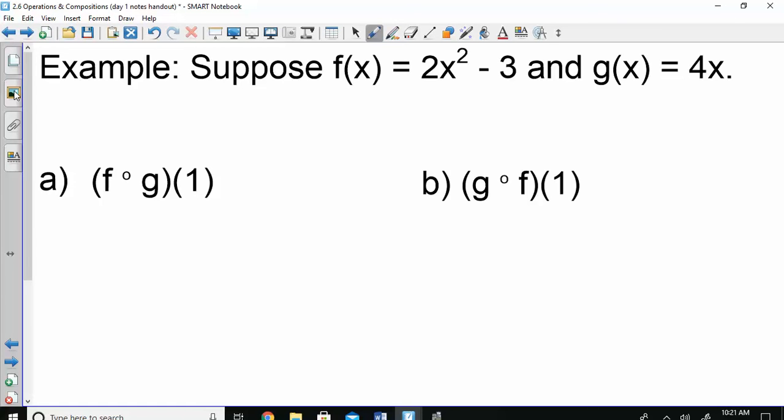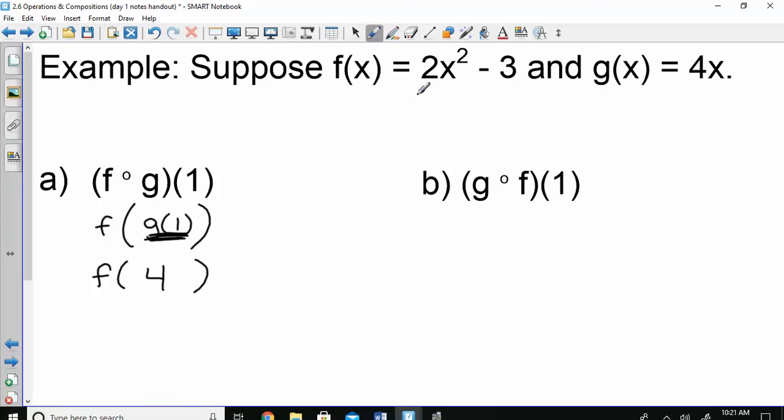So this first one, when I say F composed with G of 1, I'm asking you for F of G of 1. You start on the inside. So G of 1, you guys know how to do that. What does that tell me to do? 4 times 1. Yep, plug a 1 into G. So 4 times 1, and we get out 4. So I replaced that whole G of 1, it just became 4.